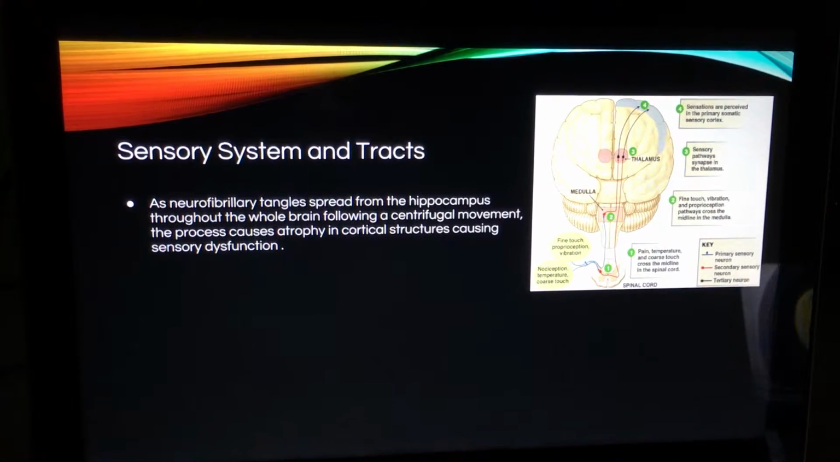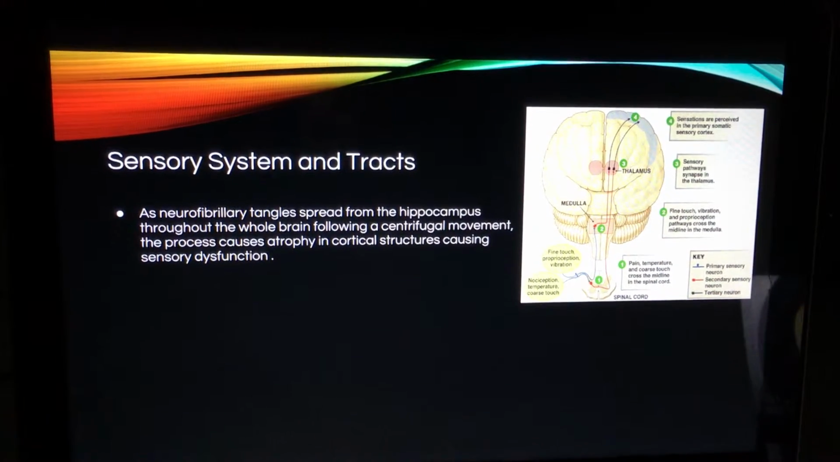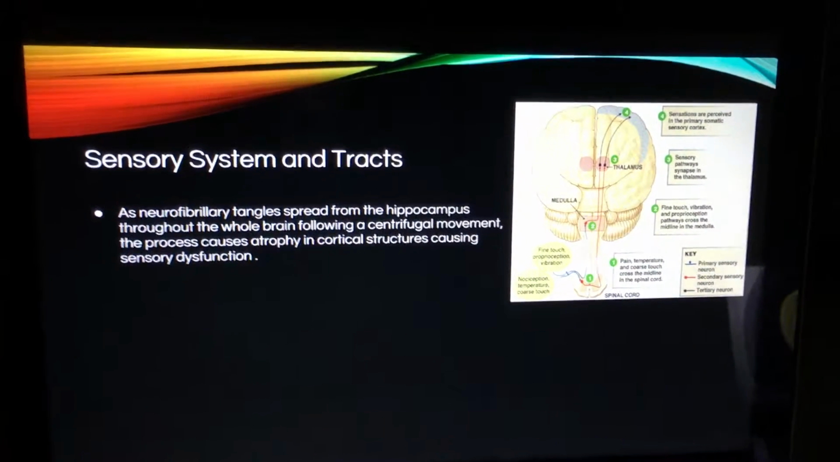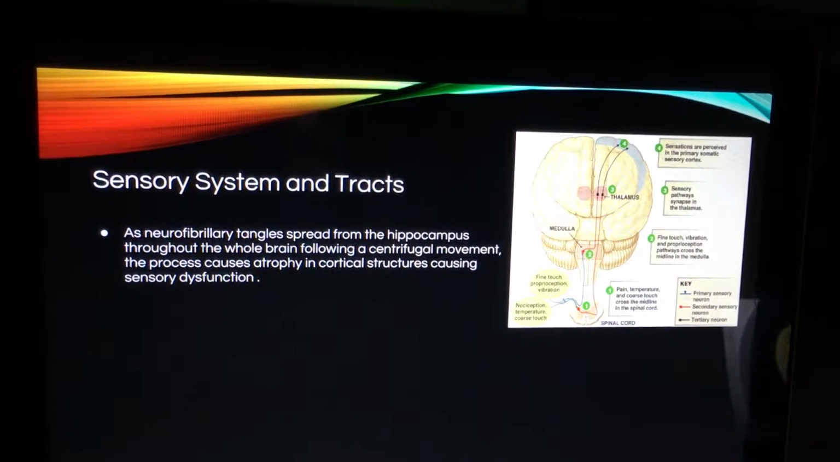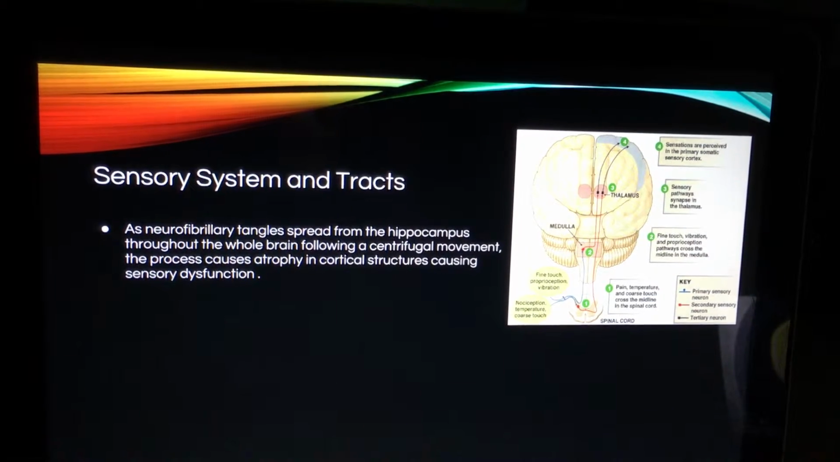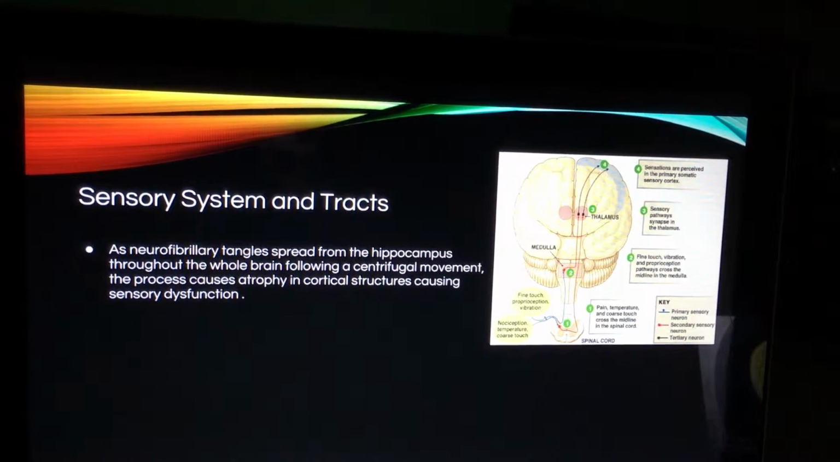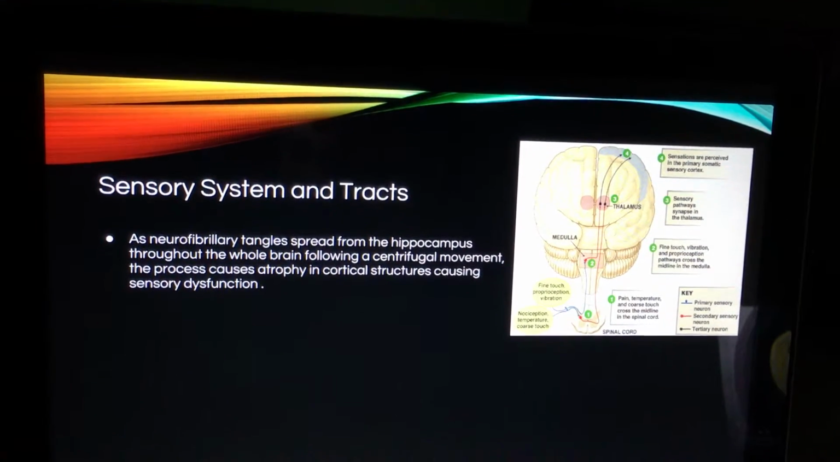Sensory system and tracts. As neurofibrillary tangles spread from the hippocampus throughout the whole brain following a centrifugal movement, the process causes atrophy in cortical structures, causing sensory dysfunction.